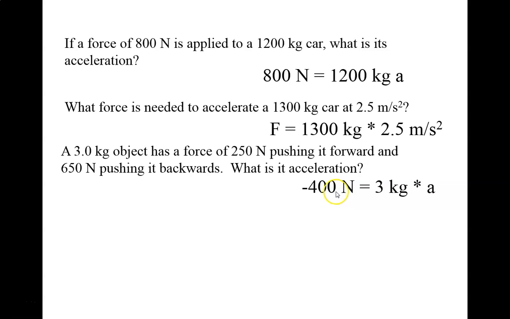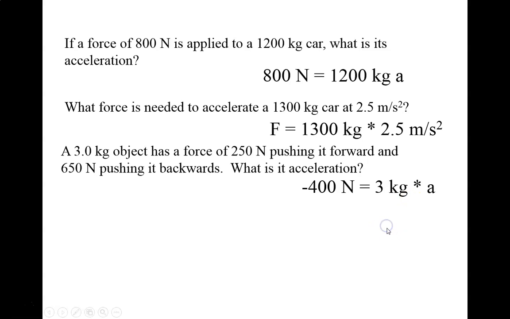So, negative 450. Now, why is the negative there? We subtracted the numbers because they were in opposite directions, so that makes sense. But why the negative? It's because the bigger one, the 650, was pushing it backwards, so that's why it's negative. So take that and divide by 3. F equals ma, where m is 3, and we get negative 150 meters per second squared.